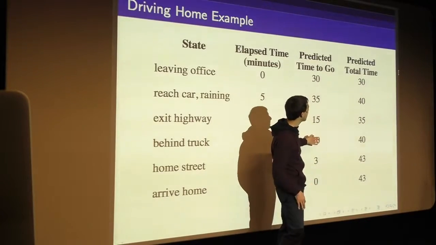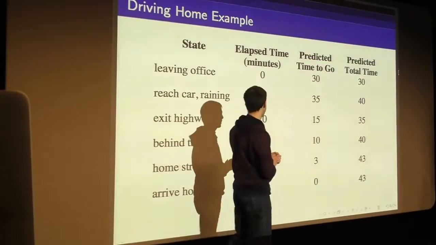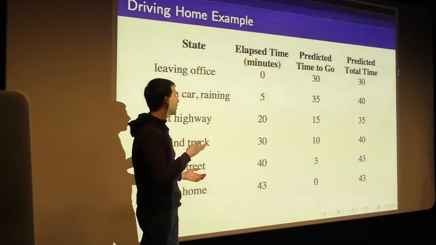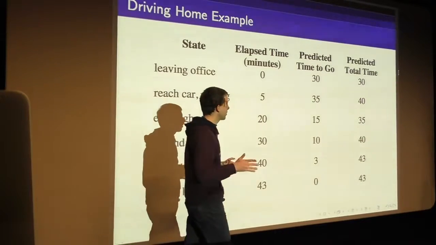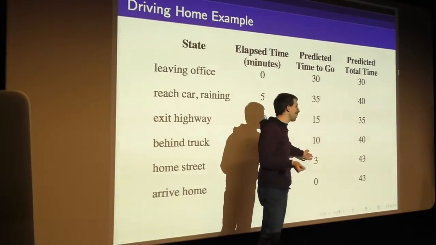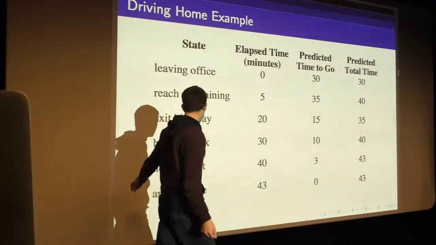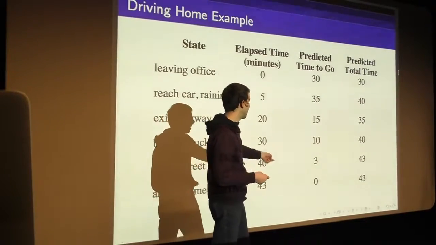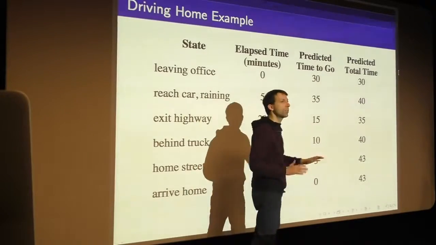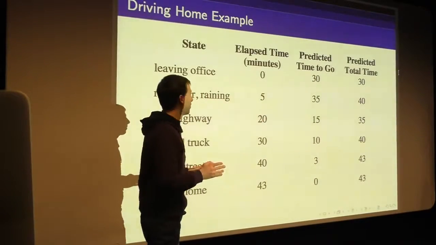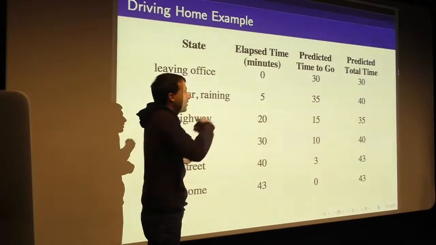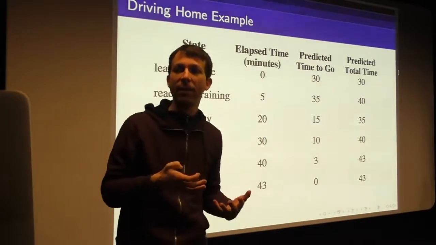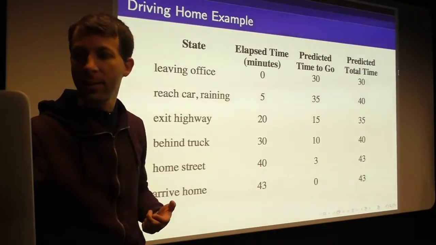I think, oh, there's actually 10 minutes to go now, it's going to take me 40 minutes. And then I get on the home street, and things are going okay, but it took a little longer than I thought. I think there's still 3 minutes to go, and then eventually I get there, and it actually took, in total, 43 minutes. I realise there's no more time to go, and so the total, everything lines up at the end, and we think that there's nothing left, and it took us 43 minutes in total. So now how would we actually update our value function based on this trajectory of experience?